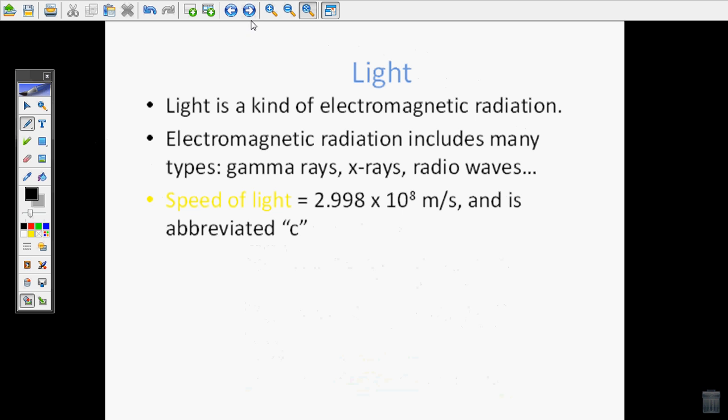Light is a kind of electromagnetic radiation, like radio waves or microwaves. Electromagnetic radiation includes many types, like I said, gamma rays, X-rays, radio waves, microwaves. And we use the speed of light for our velocity. So usually it's 2.99 times 10 to the 8th. We can also use 3. We can just round it up to 3 times 10 to the 8th meters per second, and it is abbreviated with a little lowercase c.